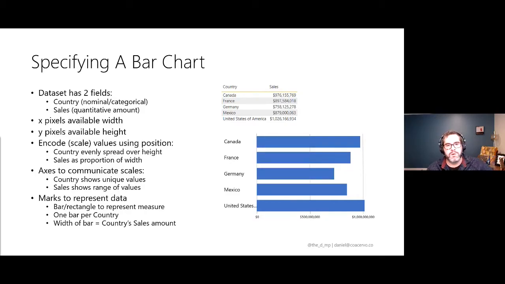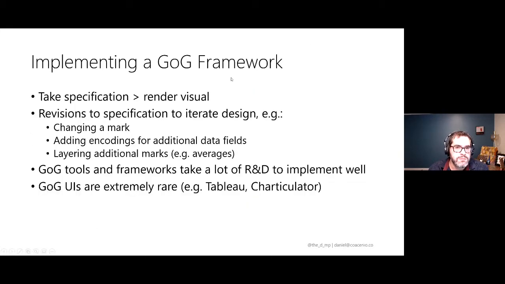So when we talk about a grammar of graphics, this is the kind of process that visuals will do internally. And this is how you may need to start thinking if you want to get out of the pre-canned visuals. So the challenge is with implementing a grammar of graphics framework. Any tool that exposes this approach would turn it into a visual.